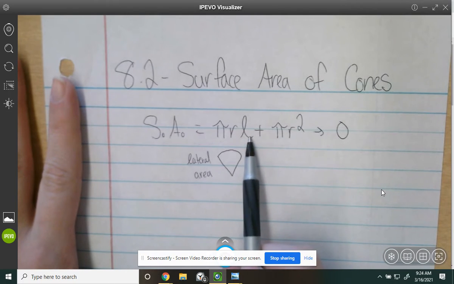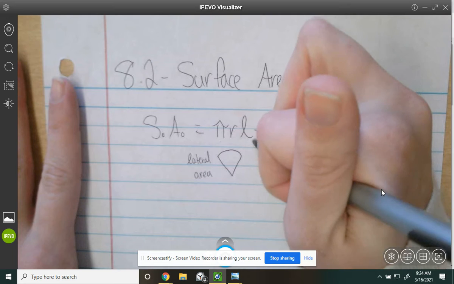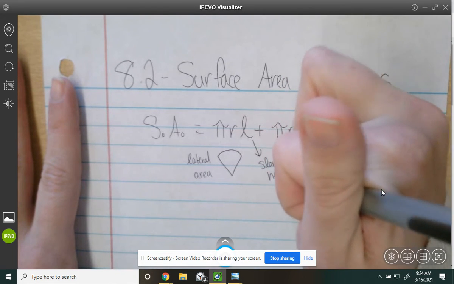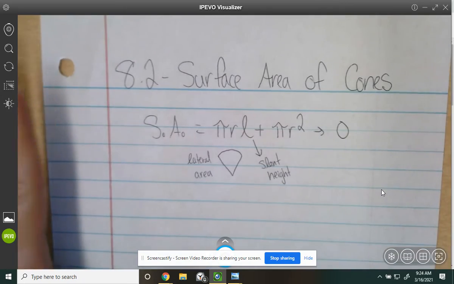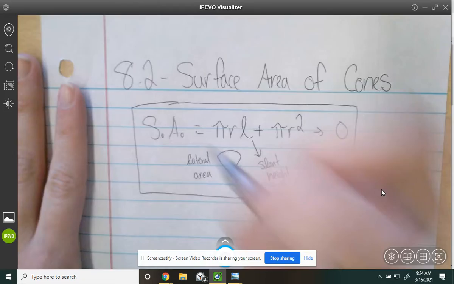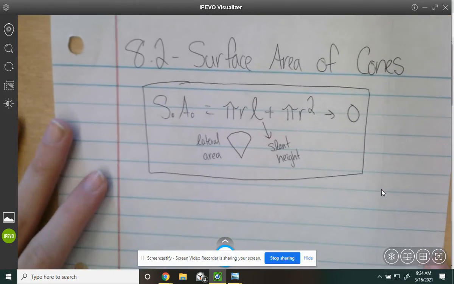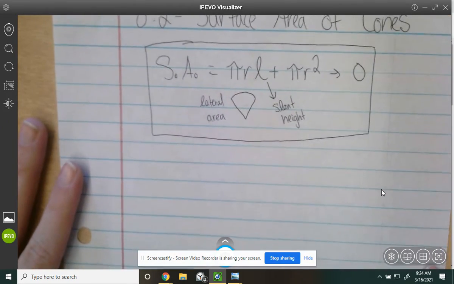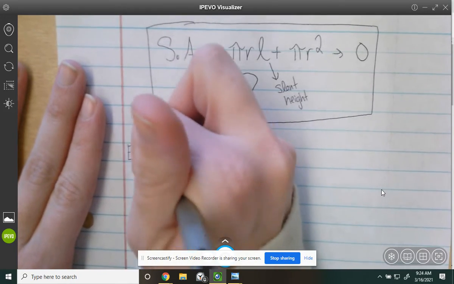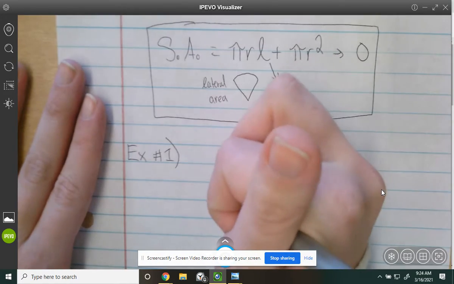And that is the equation to find the lateral area. Now that cursive L, we haven't seen that before. That is the slant height. Okay, the slant height. We'll talk about what that means once we draw our first cone. So a little bit shorter formula than the cylinder one yesterday. So just going to jump right in. Draw our first cone here.